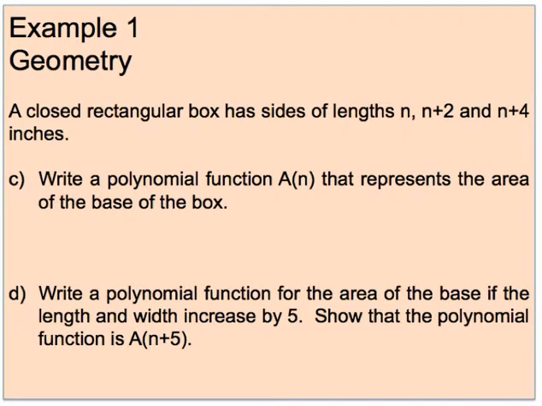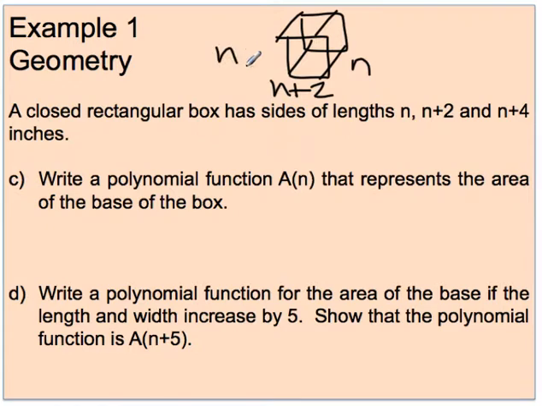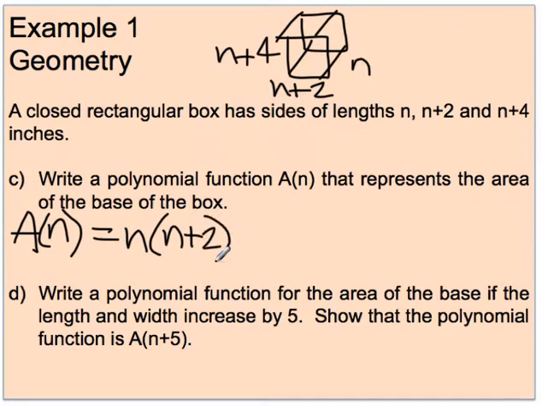Part C and D. Again, we have that same box, so I can redraw it on this screen. We have n, n plus 2, and n plus 4. It says write a polynomial function, A of n, that represents the area of the base of the box. So the base of the box, the area function, is going to be defined as just n times n plus 2. So that's going to equal n squared plus 2 times n. This is a polynomial times a monomial multiplier.